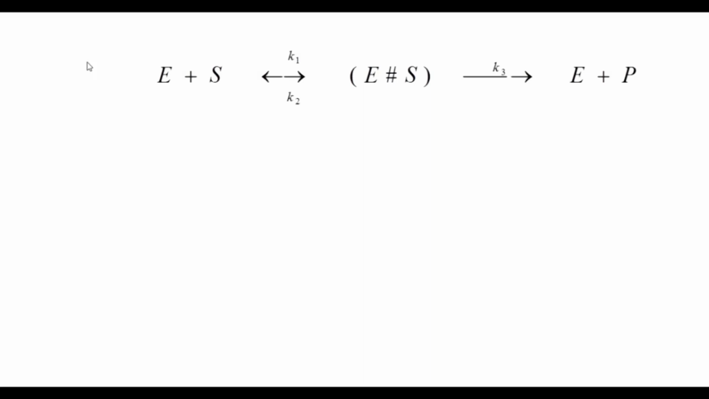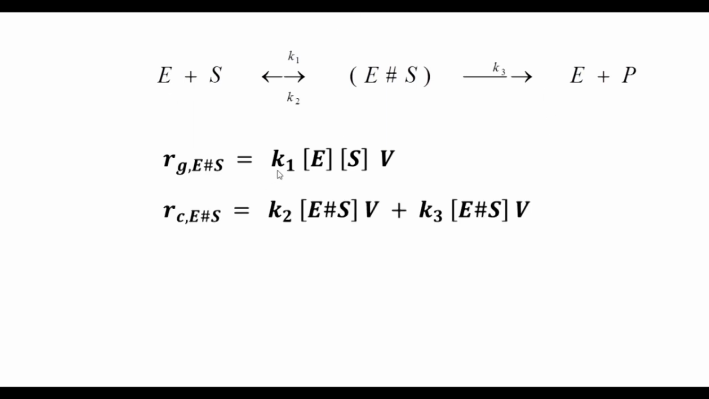Okay, let's go back to this. We had enzyme plus substrate giving you reversibly an enzyme substrate complex and irreversibly an enzyme and the product. The rate of generation of the enzyme substrate complex, we're going to focus here, is nothing but K1 into the concentrations of enzyme and substrate into the volume. This is on a volumetric basis. This is on a mass basis. Therefore, we need to multiply it by the volume.